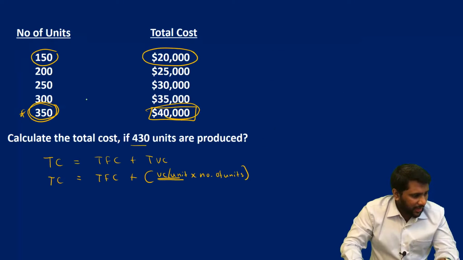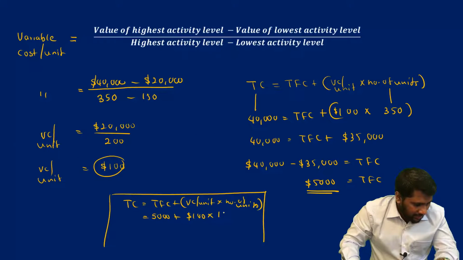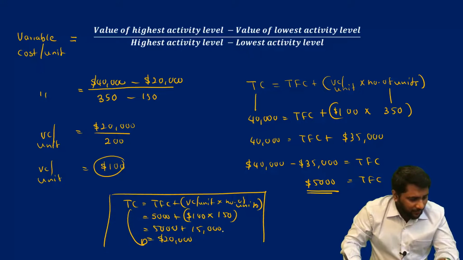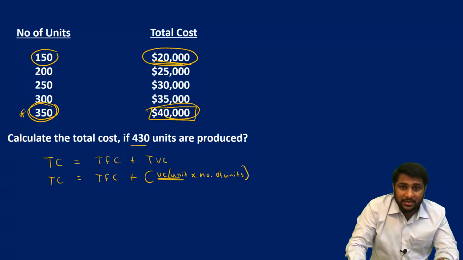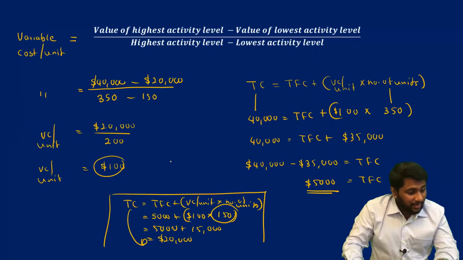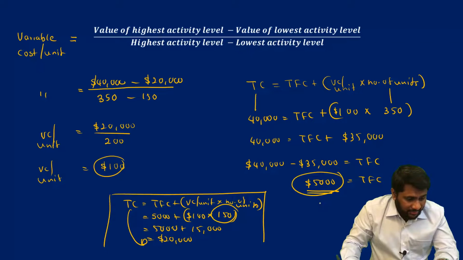Likewise, let's take the value maybe for 150 units. If I produce 150 units, my fixed cost is 5,000. My variable cost will be 15,000. So my total cost should be how much? 20,000. My total cost should be 20,000. So let's see at 150 units whether you have a total cost of 20,000. Yes, you have. So from that one, we confirmed our total fixed cost is correct.